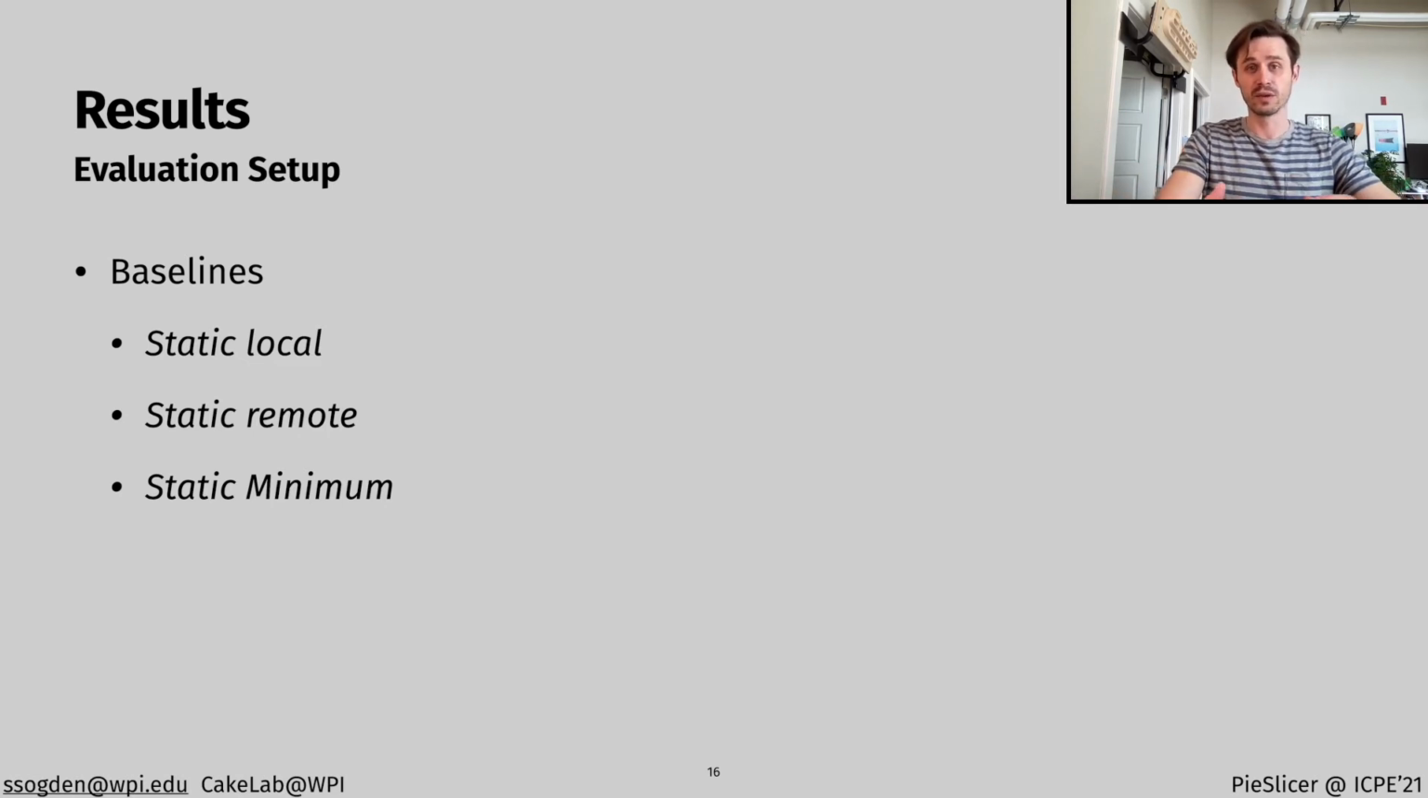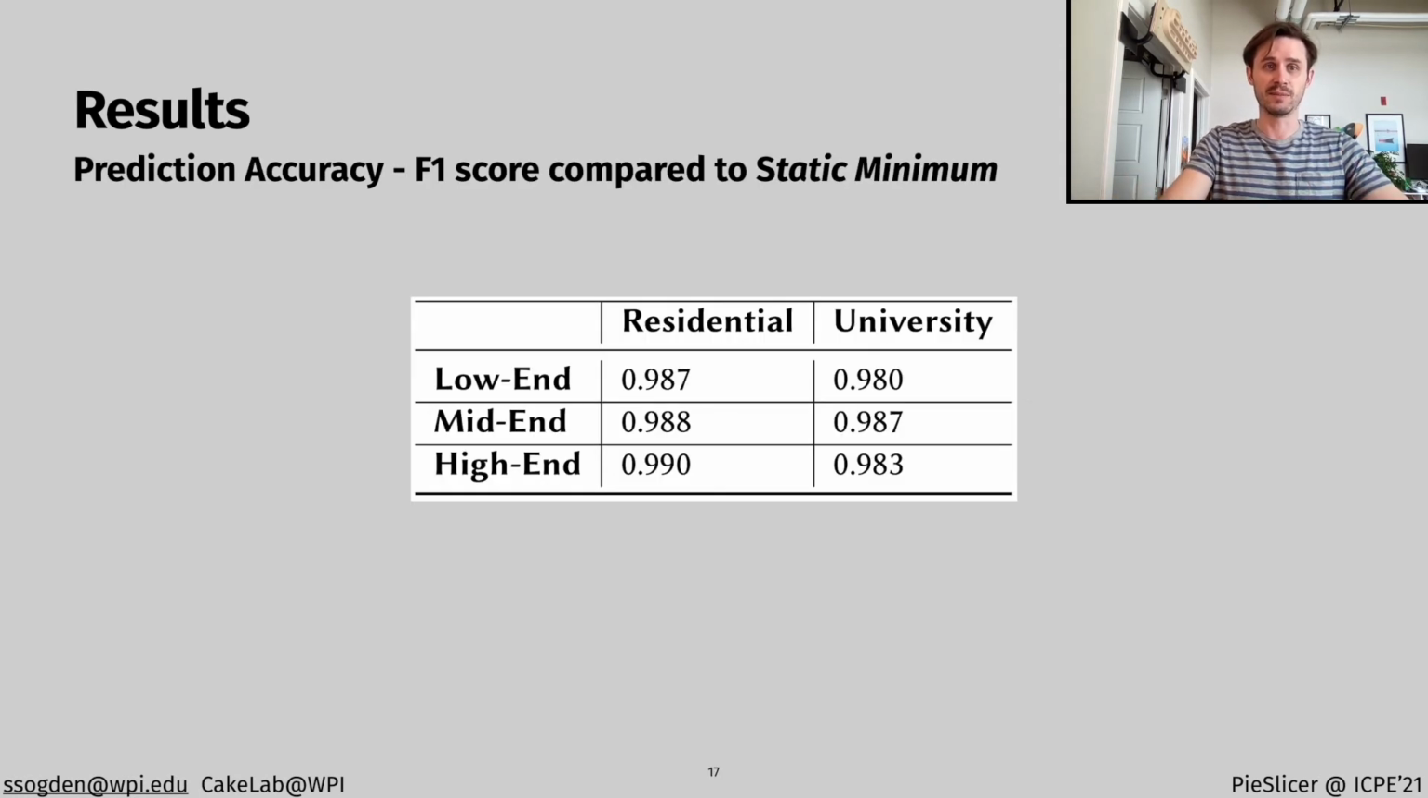The 2 baselines we used were static local and static remote, where we always pre-processed on device or in cloud, respectively. The derived baseline was static minimum, which for each tested image selected the minimum response latency of the 2 static baselines. This was essentially the best performance we could expect for each image, but all are still subject to real-world variations. First off, let's compare how PieSlicer did compared to this empirically designed base case.